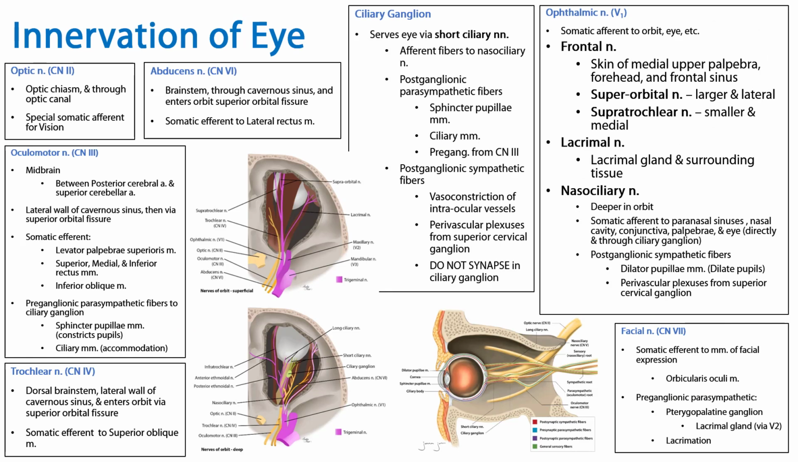So we've discussed cranial nerves 2, 3, 4, V1, and 7, as well as the ciliary ganglion, the various targets of the cranial nerves and their modalities, as well as some of the details of their pathways.